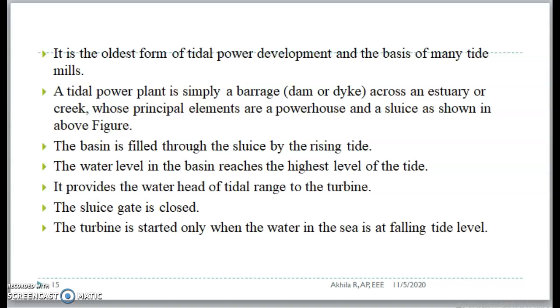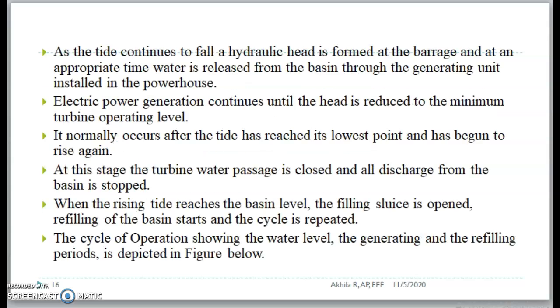The basin is filled through a sluice by the rising tide, and the water level in the basin reaches the highest level of the tide. It provides the water head of tidal range to the turbine. The sluice gates are closed, and the turbine is started only when the water in the sea is at falling tide level. As the tide continues to fall, a hydraulic head is formed at the barrage, and at an appropriate time, water is released from the basin through the generating unit installed in the powerhouse, and the electric power generation continues until the head is reduced to the minimum turbine operating level.